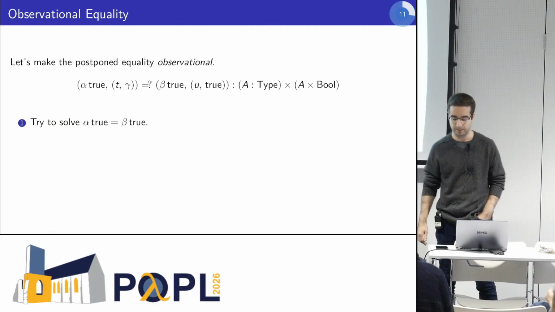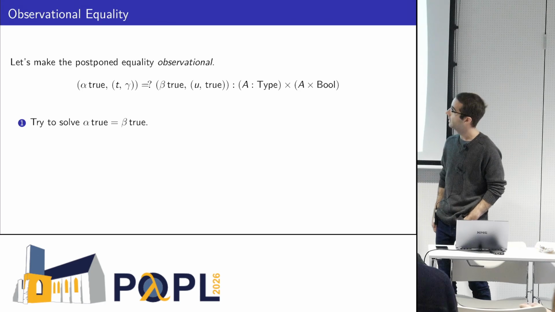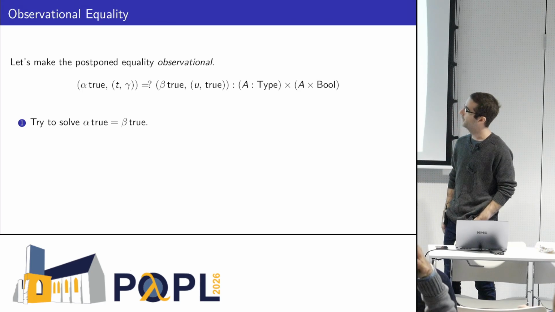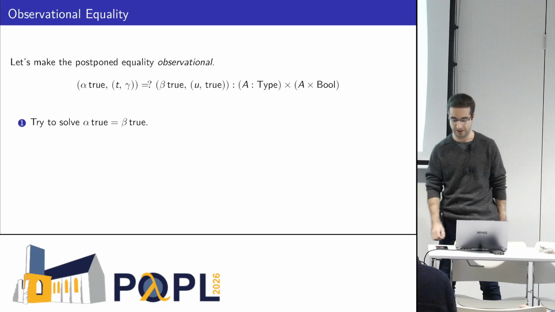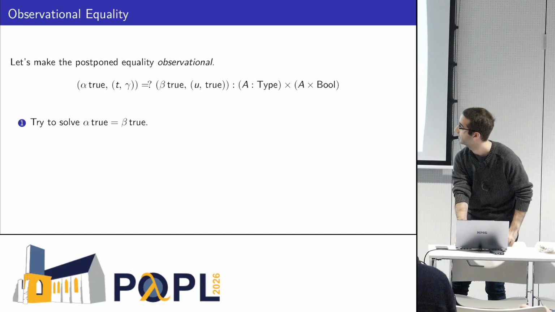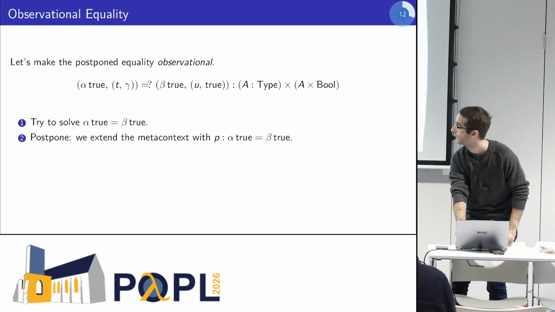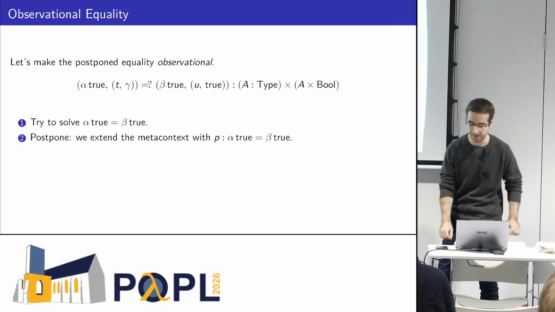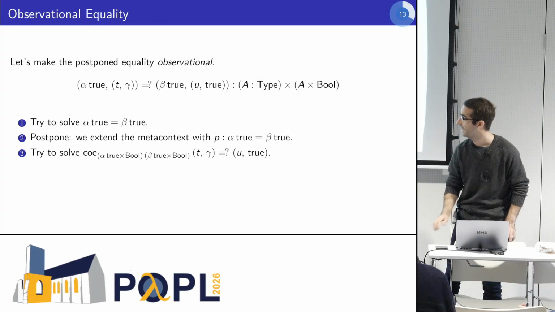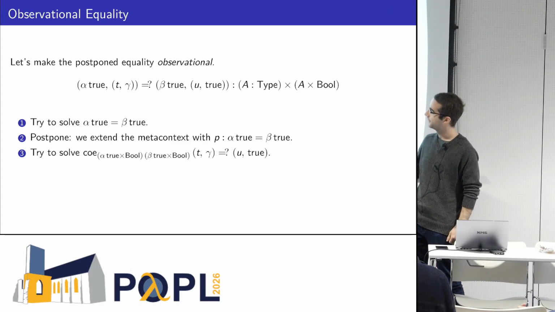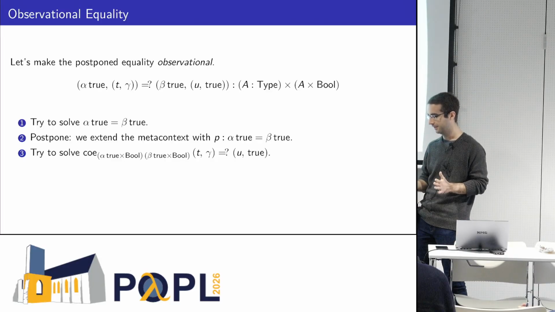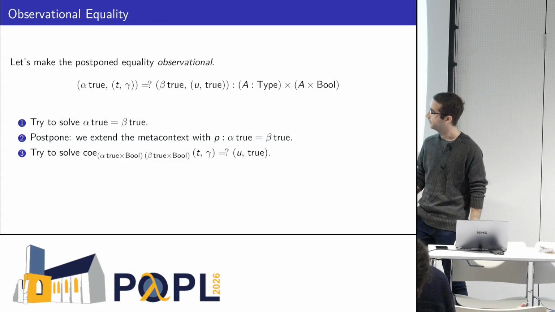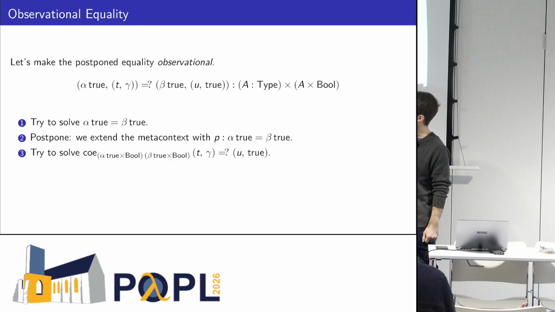Okay, let's do it a bit differently. Let's make the postponed equality observational, in the sense of observational type theory. Let's see what happens. We try to solve alpha true equals beta true. We postpone, extending the meta context with an equation of this type. And now we can compare the second fields of the sigma pairing. But we also coerce over this postponed equality.